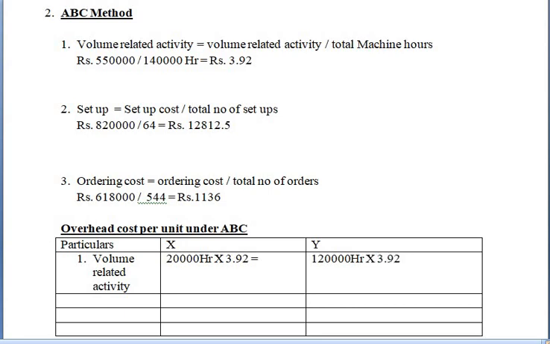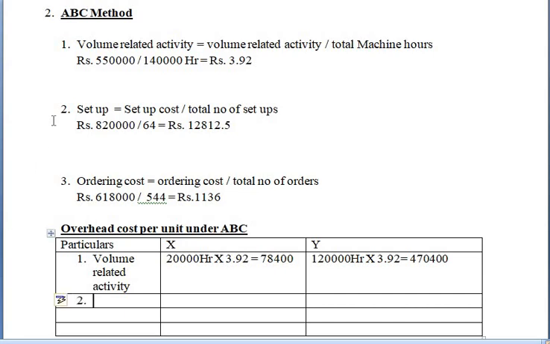Multiplied by 3 rupee 92 paisa, so you will get 78,400 for product X and 4,70,400 for product Y. Now the second activity.